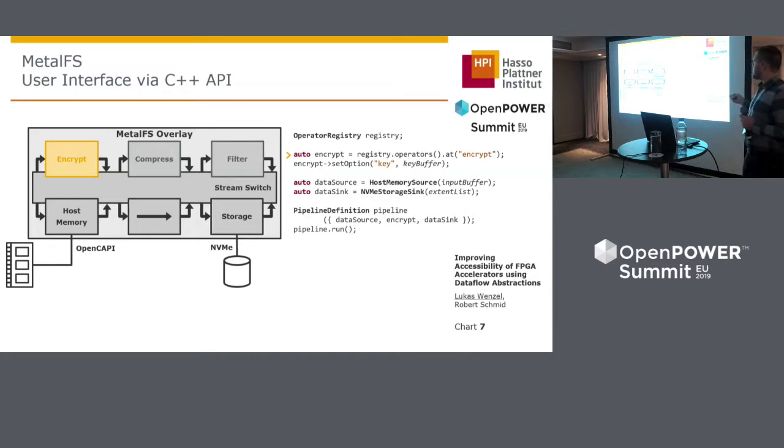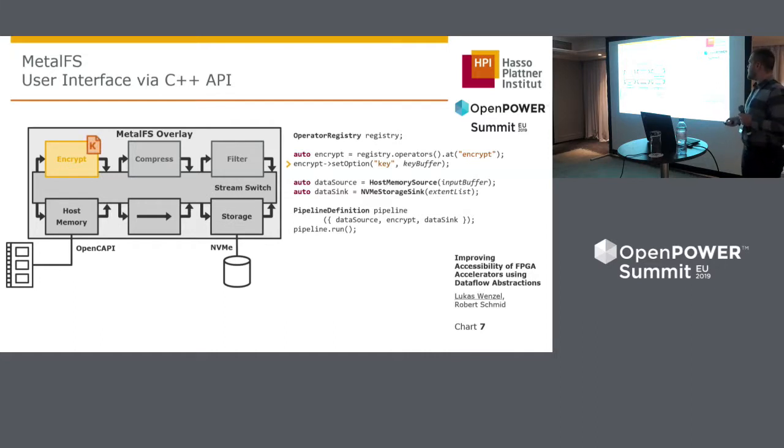And we also have to set which key should be used to encrypt. This key buffer is just some kind of memory buffer in host memory, which is accessible to this operator because it can just go through the OpenCAPI link. While this pipeline we are going to construct is not operating, this OpenCAPI link is accessible to all those components for the configuration phase. So this encrypt operator can just query the buffer in host memory and load the key in its internal state.